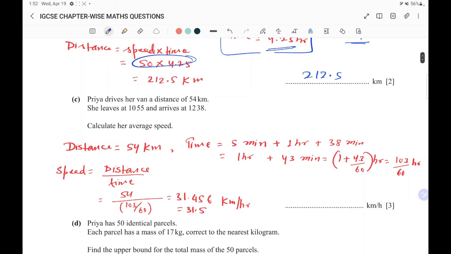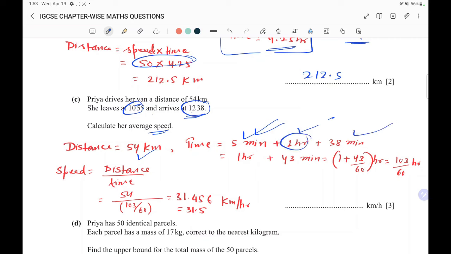Now C part, that says Priya drives her van a distance of 54 km and she leaves at 10:55 and arrives at 12:38. Calculate her average speed. Average speed is total distance over total time. So distance is already given to us, 54 km, but we need to find the time again over here. So 10:55 to 12:38. First you can think about how to make it 11. You have to add 5 minutes to make it 11. Now 11 to 12 is 1 hour, and then 38 minutes.